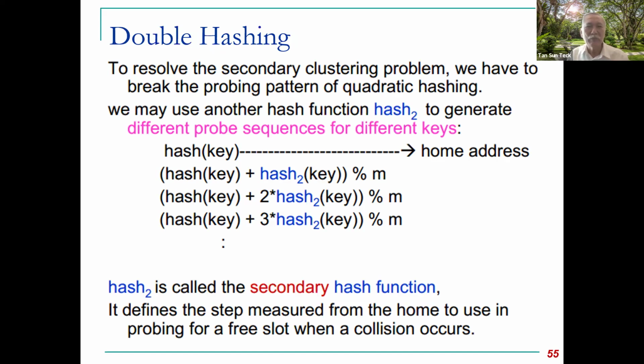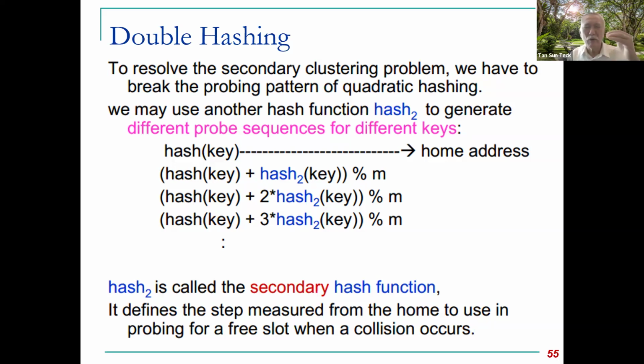So eventually we come to double hashing. For all the other methods, we have primary clustering and secondary clustering. For quadratic probing, we still have the problem of not finding the empty slot. So people introduced this thing called double hashing. To resolve the secondary clustering problem, we break the probing pattern.